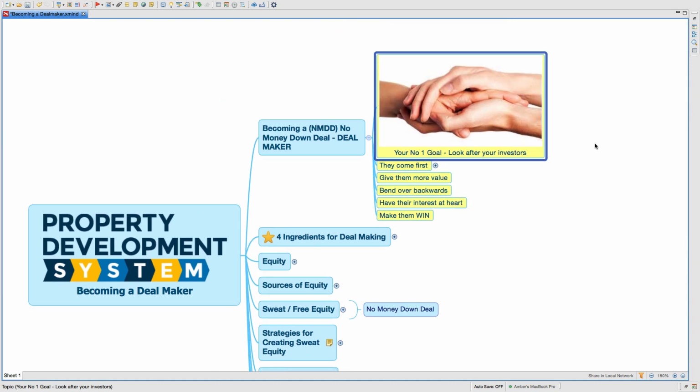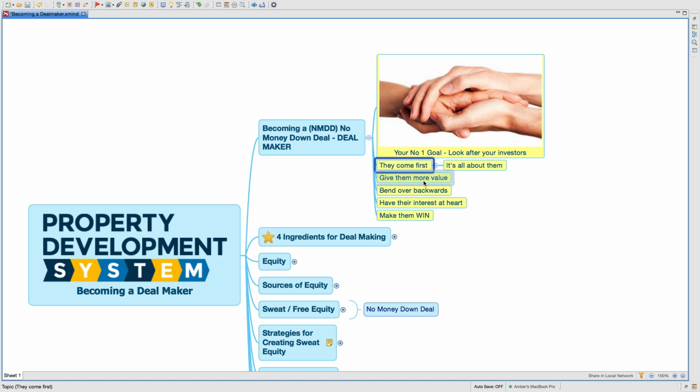Okay, the number one goal, if you want to do this, you got to do this ethically. And the number one goal is to look after your investors. Even before your interest, it is their interest that comes first. Always make sure that your investors are like your clients. If they are happy and they are making money, you will always make money. So always make sure that you go out of the way, you bend over backwards to make sure that your investors are making money. They always come first, and it's all about them. Give them more value, have their best interest at heart, and make sure that they win.